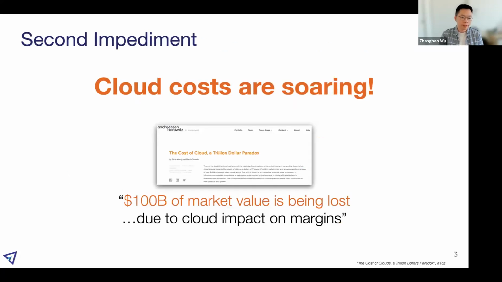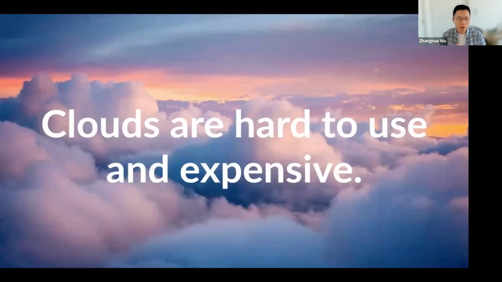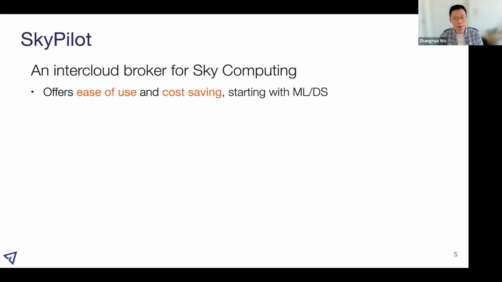Another problem is that cloud costs are getting more and more expensive. According to this A16Z article, we can see that $100 billion of market value is now being lost due to the huge margin of the clouds. Those are the 2 major motivations of why we build the system: clouds are hard to use and very expensive. We built the SkyPilot system, an intercloud broker for sky computing. We try to offer ease of use and cost savings, starting from machine learning and data science batch jobs.